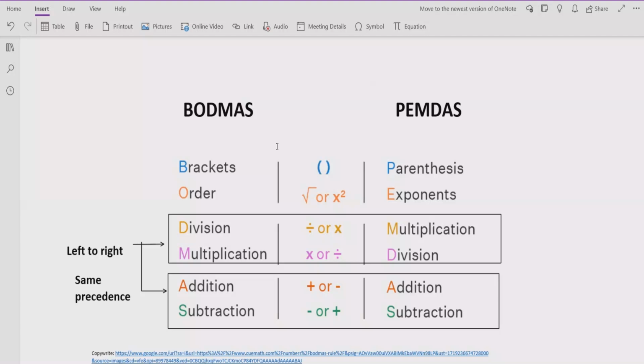Similarly, for addition and subtraction, we have the same rule. We can solve addition first if it is coming first. And we can solve subtraction first if it is coming first.